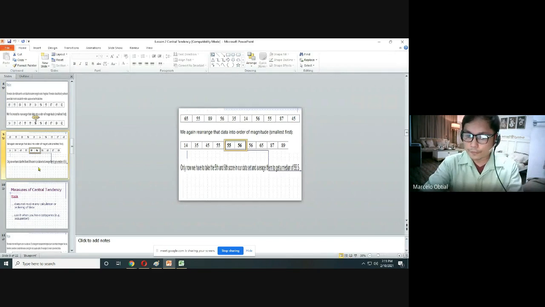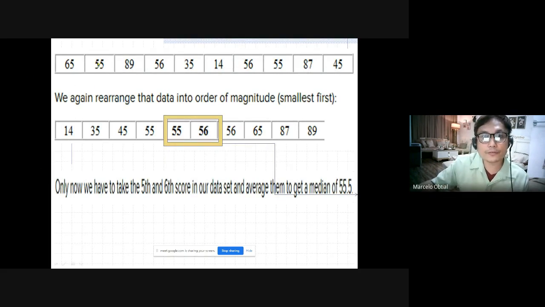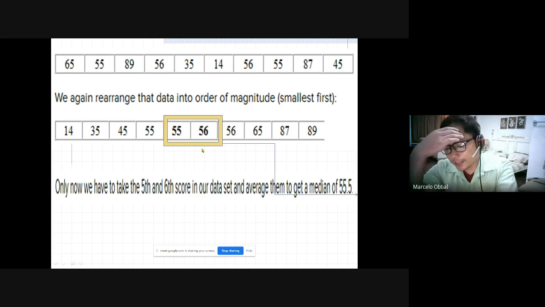Now, what if it's even, no? Even yung number of data natin, 65, 55, 89, hanggang 45. So after you arrange yung lowest to the highest, ito yung dalawang values. How to know kung ano itong values na ito? Okay, so I advise, gagamit din tayo ng formula. Medyo mahirap kasi siya i-visualize ngayon. For the next, nandun yung formula sa file.